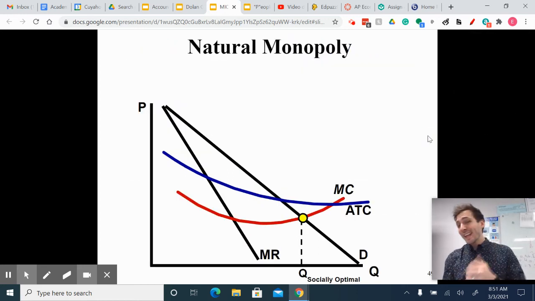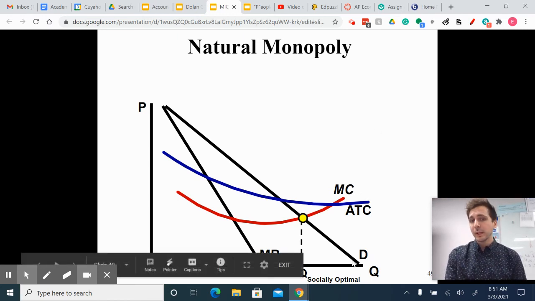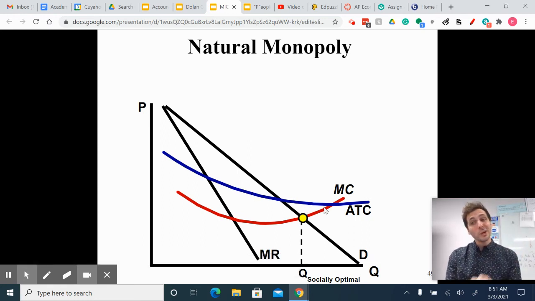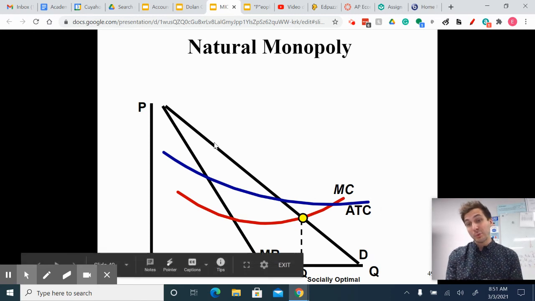Okay, how about a natural monopoly? And this will be our final concept. Well, a natural monopoly looks a little different. Here's how you know a natural monopoly exists. Our demand equals supply, sneaky supply and demand, where average total cost is still going down. So average total cost doesn't look like a bowl, more like a ramp, right?